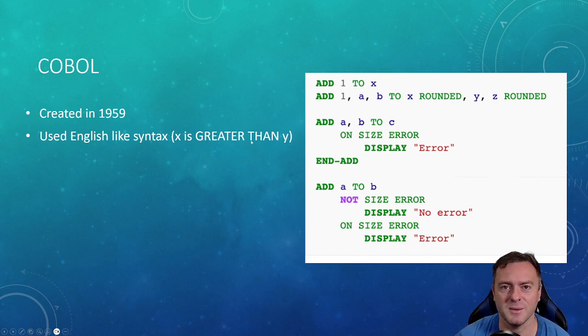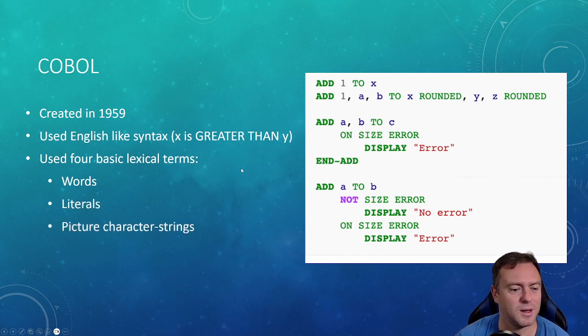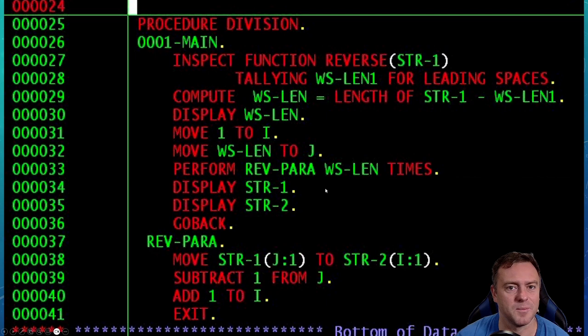So instead of writing the symbol, you would write the word, which some people liked, some people were not so fans of. And then it had 4 basic lexical terms. So the lexical terms were that it had words, it had literals, which were the numbers, and then it had strings, which were picture characters, and then it had separators to connect the things together. So lexical terms means the syntax or the structure that it had behind the scenes.